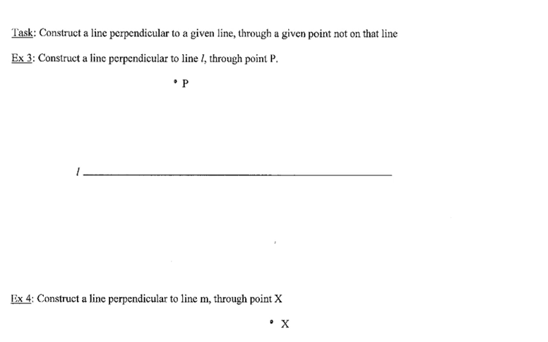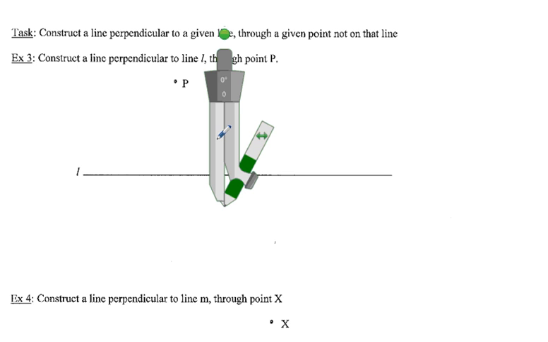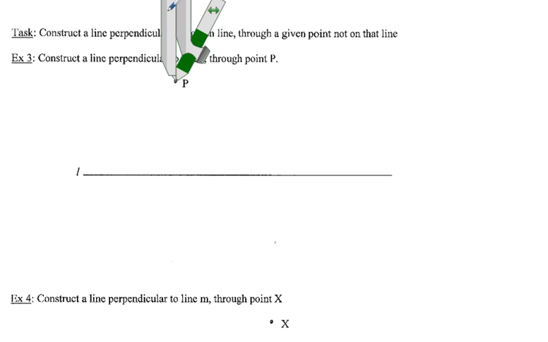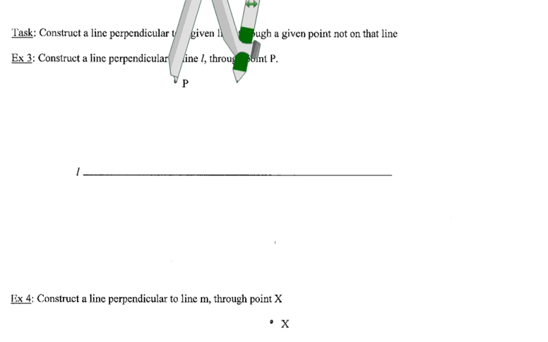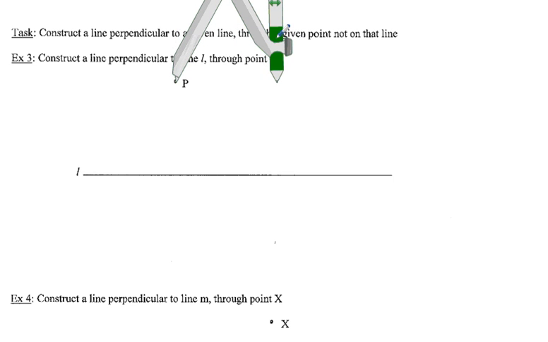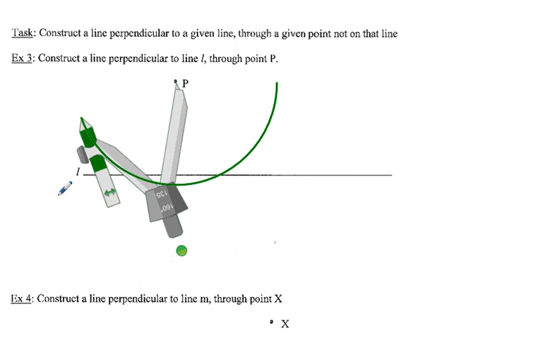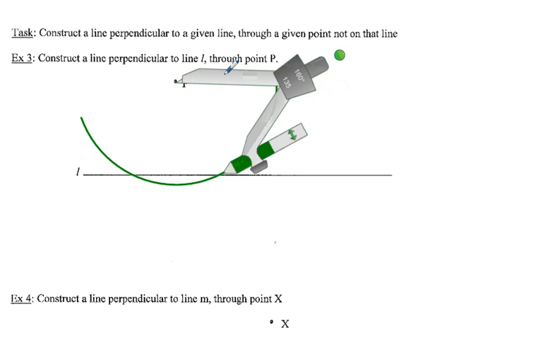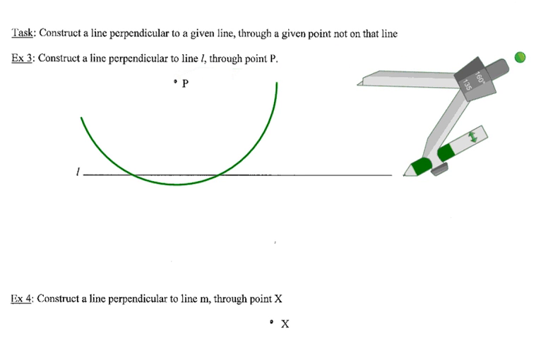I'm going to go ahead and pull out my compass. Just like I did in the first construction, I'm going to put the compass at the point that I want to construct through, and draw one nice big arc that intersects my line in 2 different places. My purpose for constructing this arc is to look at those 2 points of intersection right there.